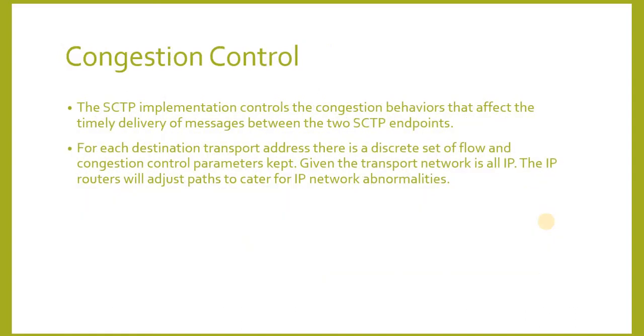Congestion control. The SCTP implementation controls the congestion behaviors that affect the timely delivery of messages between the two SCTP endpoints. For each destination transport address, there is a discrete set of flow and congestion control parameters kept. Given the transport network is all IP, the IP routers will adjust paths to cater for IP network abnormalities.